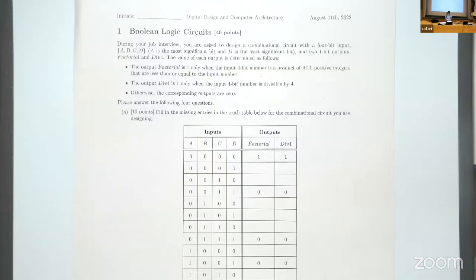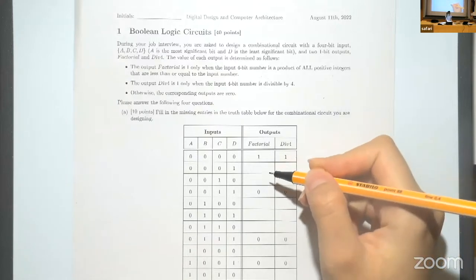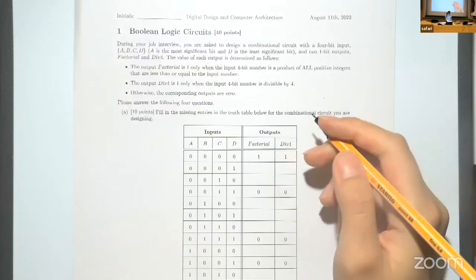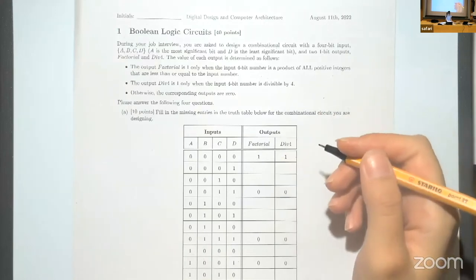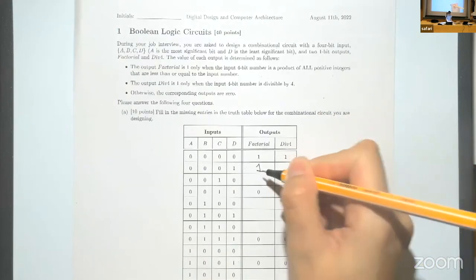The problem explains that you have 4-bit inputs and 2 different outputs. The first output is factorial, which is only 1 when the input number is a product of all positive integers that are less than or equal to the input number. It's a bit of a complex description for 0, but the solution for 0 is given, so we have to go through the next. The second entry is 1, and 1 is a multiplication of 1 and then all the smaller positive numbers, which is none. So this is 1 for factorial.